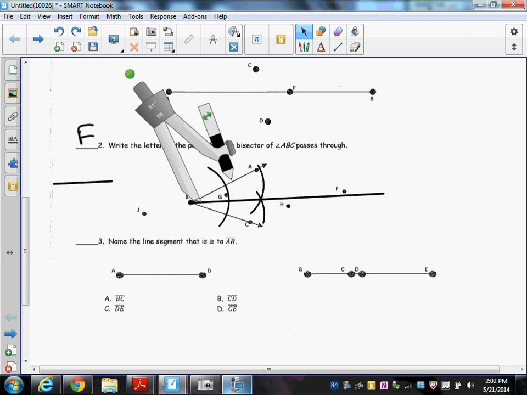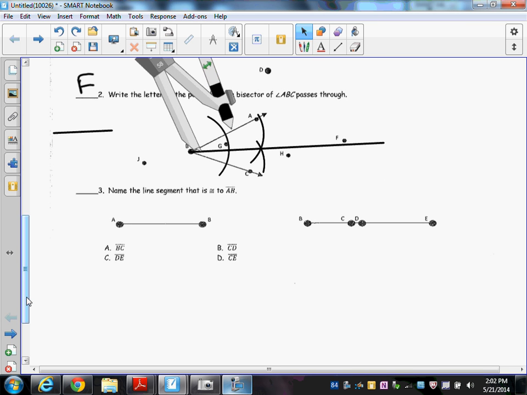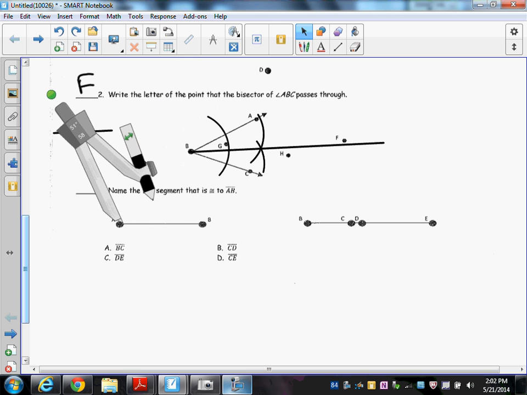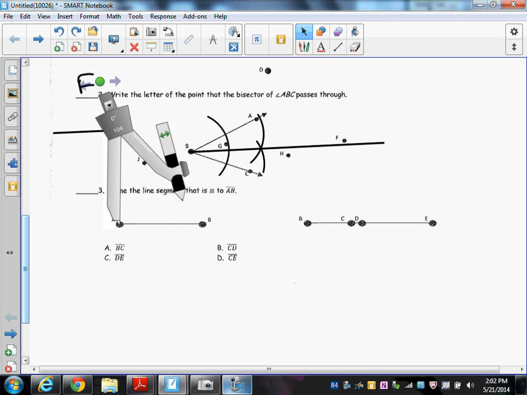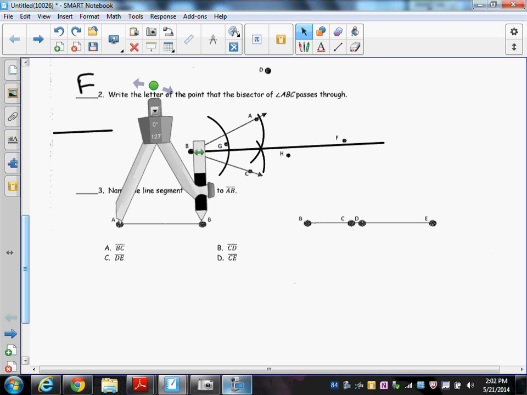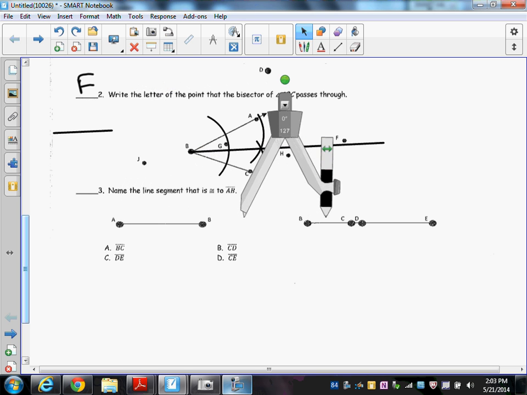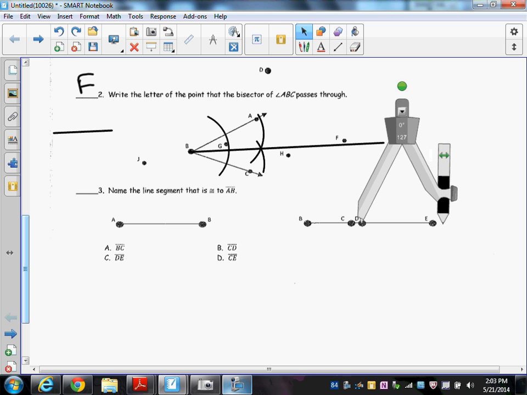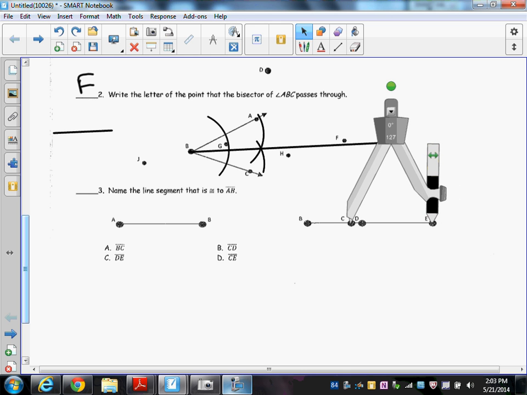Number 3 says name the line segment that is congruent to AB. So in order to find a segment that's congruent, I just extend the compass out to go from A to B. So right there I have segment AB. So let's see which one's the same. If I go over, DE doesn't work, this one here works. So CE is the correct answer. That's letter D.